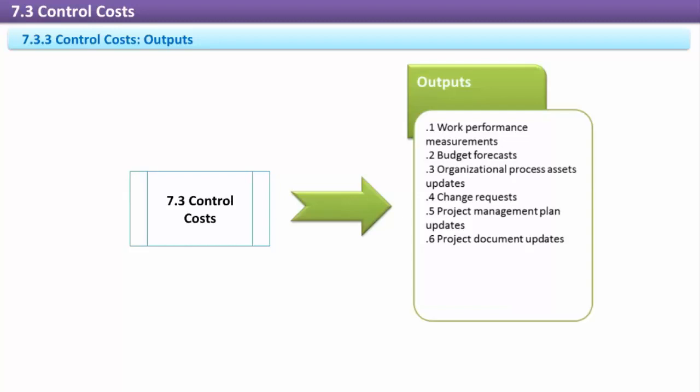Change requests. Changes to the cost baseline or any component of the project management plan may be needed as part of this process. Project management plan updates. Approved changes will impact the project management plan. The most likely component subject to change is the cost performance baseline. Project document updates. Lessons learned, basis of estimates, and activity cost estimates are project documents likely to undergo revisions.